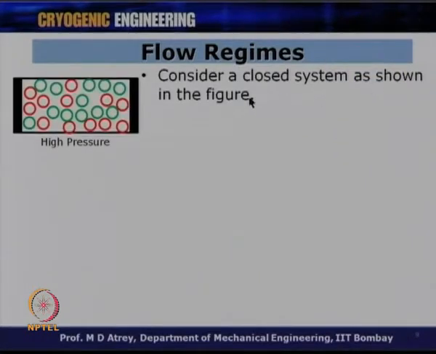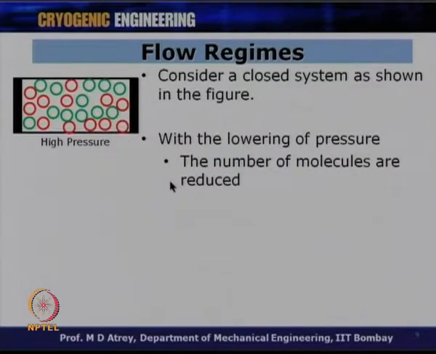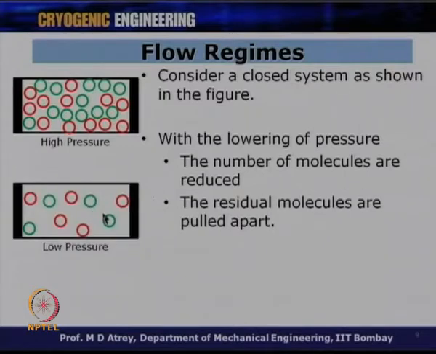Consider a closed system as shown in the figure, and there are different molecules. Let us say at high pressure, compared to atmospheric pressures, we have got different molecules cramped together in a given volume. But as you go down lowering the pressure, the number of molecules will get reduced, and you may land up in a situation like this, where the residual molecules are now pulled apart.